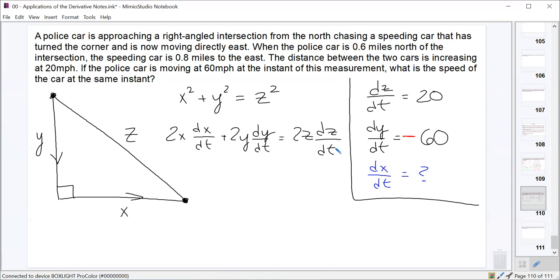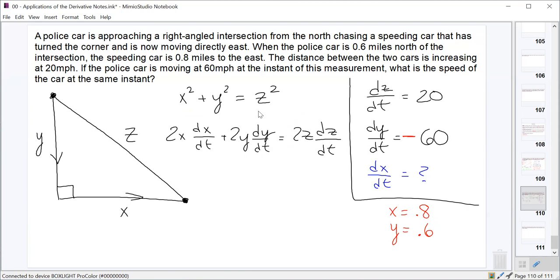The other option is, well, we'll talk about why we might look at both options. One is that off to the side here, we know that the value of x is 0.8 at the instant we're interested in, and the value of y is 0.6, but we don't actually know the value of z. And in this equation right here, this part of it says 2z dz/dt. We need to know the value of z, so we'd have to go back into our Pythagorean theorem and actually find the value of z.